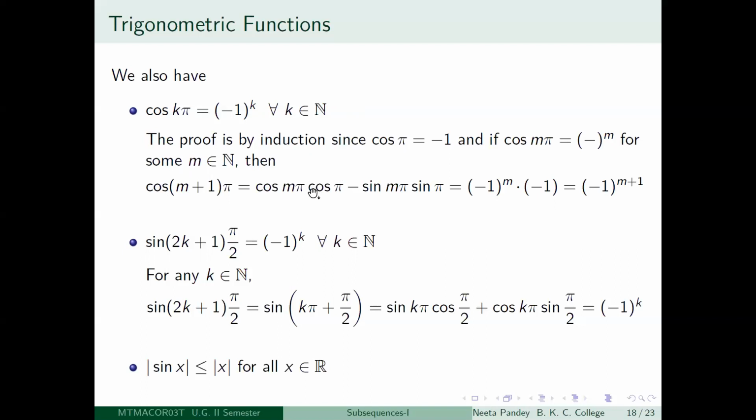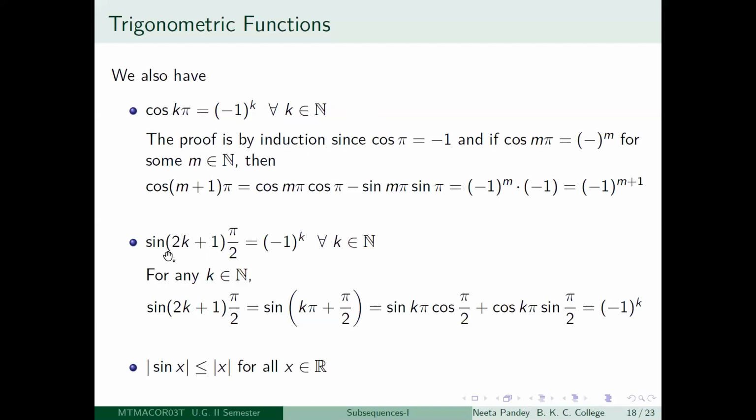Cos pi is minus 1. Cos m pi is minus 1 to the power m. So it becomes minus 1 to the power m into minus 1, minus, and sin pi is 0. So this part is just 0. So you are left with minus 1 to the power m into minus 1. So you get minus 1 to the power m plus 1. So cos k pi is equal to minus 1 to the power k for every positive integer k. You have to remember this.